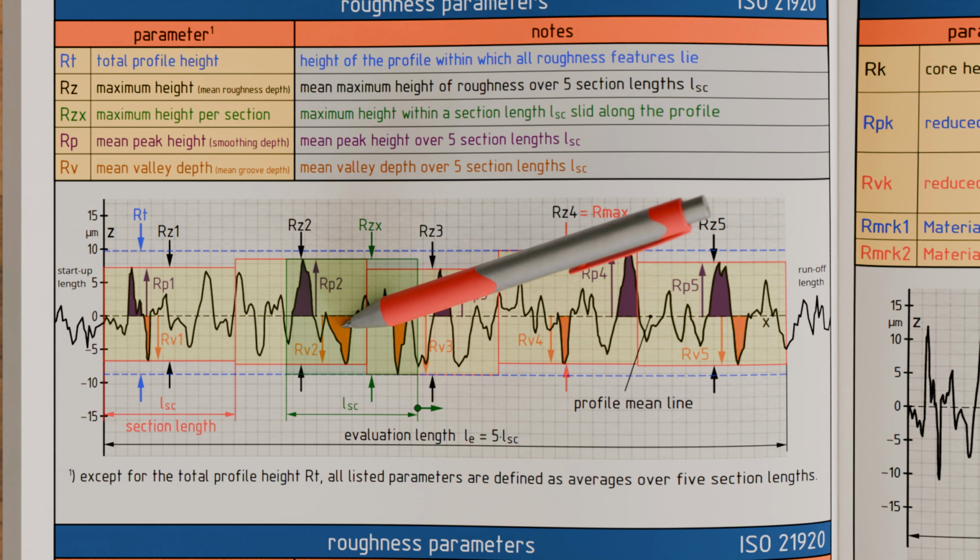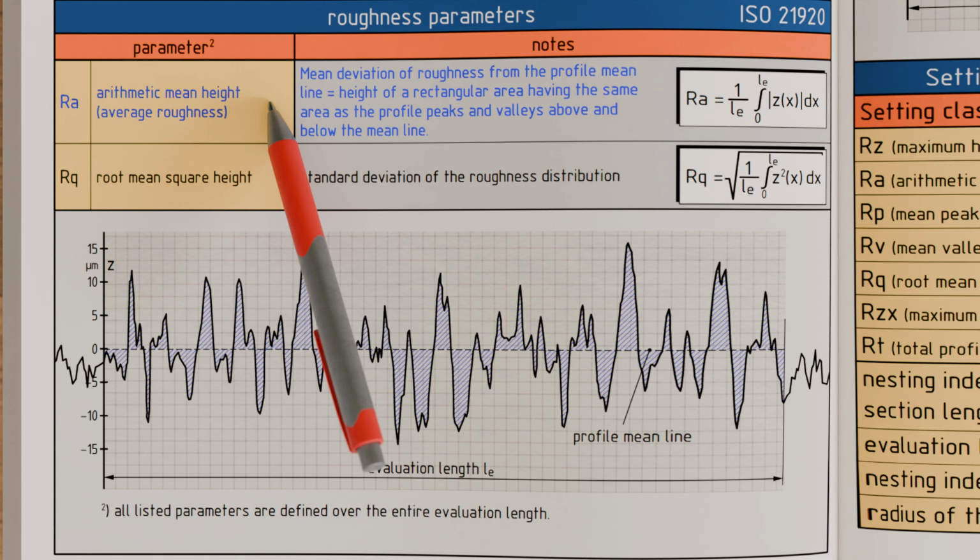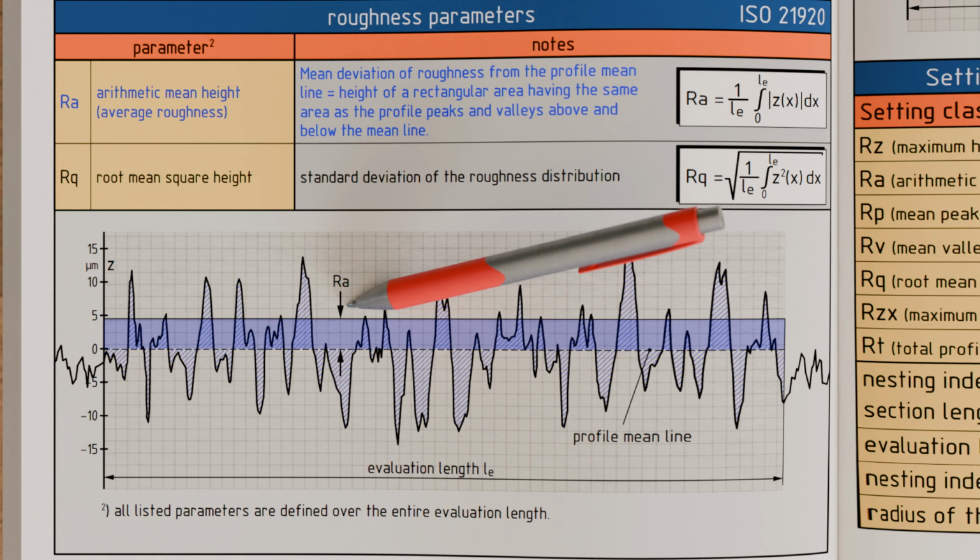In contrast, the parameters RA and RQ, which are determined over the profile areas, are defined over the entire evaluation length in the new standard. The arithmetic mean height RA, formerly called the average roughness value, indicates the average deviation of the roughness from the mean line. Visually, this parameter corresponds to the height of a rectangular area that has the same surface area as the profile peaks and valleys above and below the profile mean line.